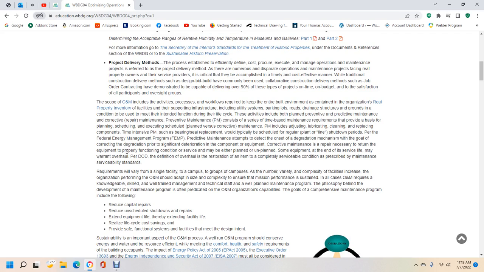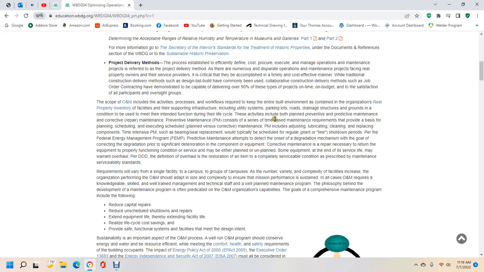The scope of operation and maintenance includes the activities, processes, and workflows required to keep the entire building environment contained within the organization's real property inventory, facilities with their support infrastructure, including utility systems, parking lots, roads, drainage, structures, and grounds, in the condition needed to meet intended functions during the life cycle. These activities include both unplanned, preventive, predictive maintenance, and corrective repair maintenance.